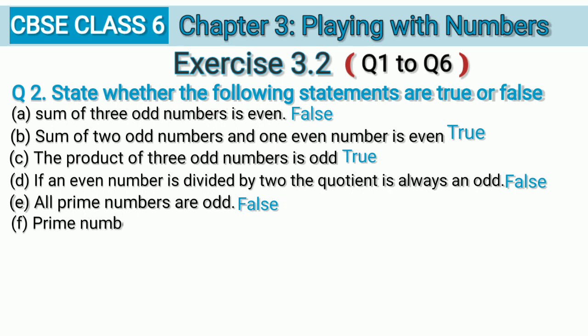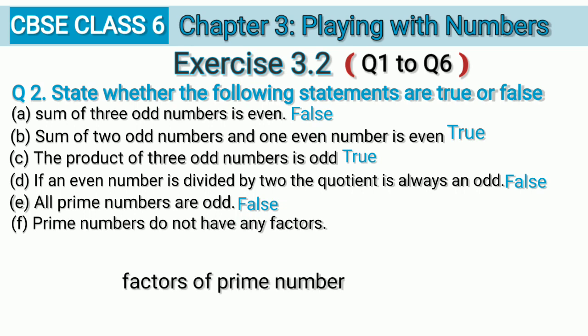Our next statement is, prime numbers do not have any factors. No, that is not true. All prime numbers have two factors, 1 and the number itself. For example, 3 is a prime number. It has two factors, 1 and 3. So, prime numbers do not have any factors is a false statement.